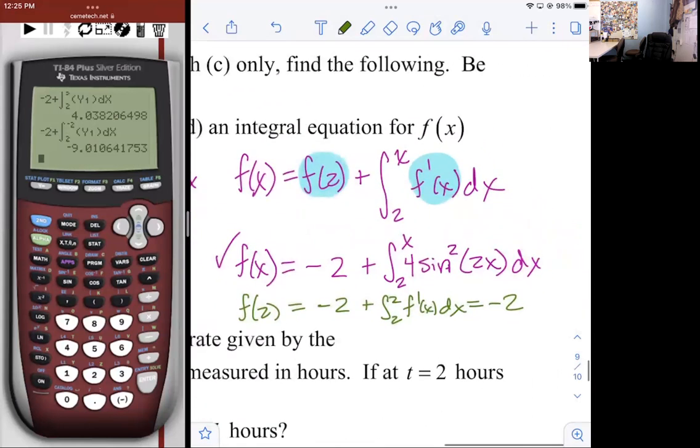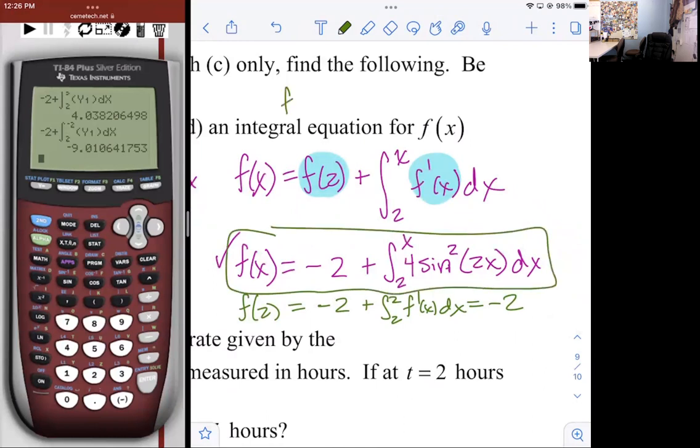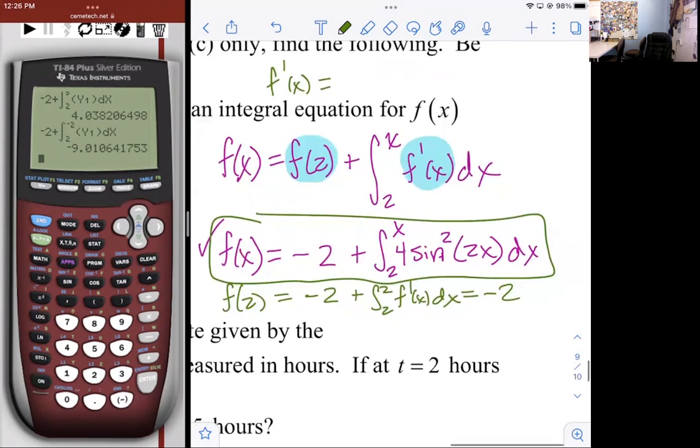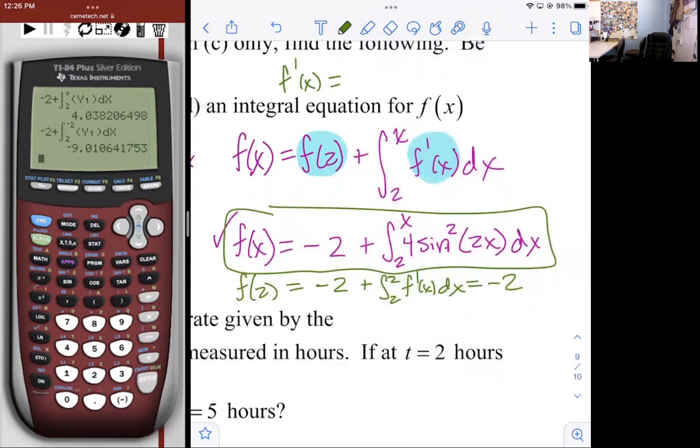Now that we have a function of x right here, what would f prime of x be? Well, what's the derivative of the constant -2? 0. And then what would be the derivative of the integral from 2 to x? Oh, I'm glad I did this because there's one thing I need to do as my final answer.